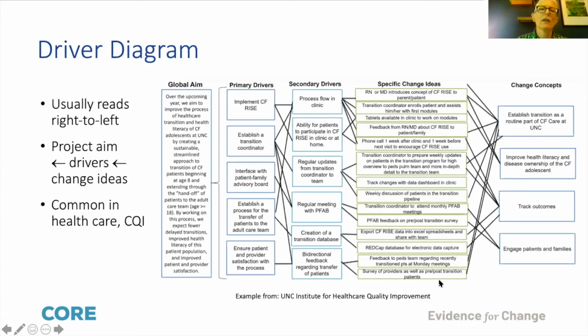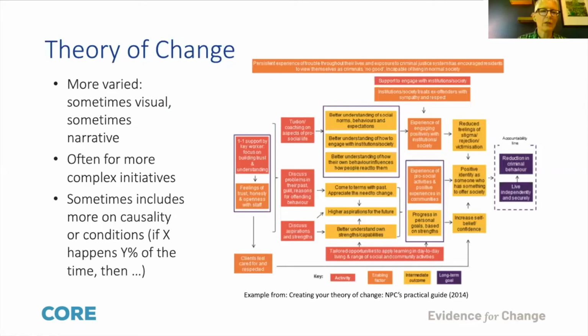One more example, thanks, Demetria, is a theory of change. And these are a little more varied in my experience. They can be visual, as in this example. They can be narrative. Sometimes I've seen a logic model visual with an accompanying paragraph, so that's a theory of change that tends to spell out some of those causal connections.